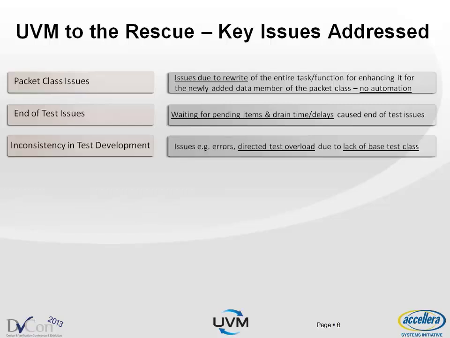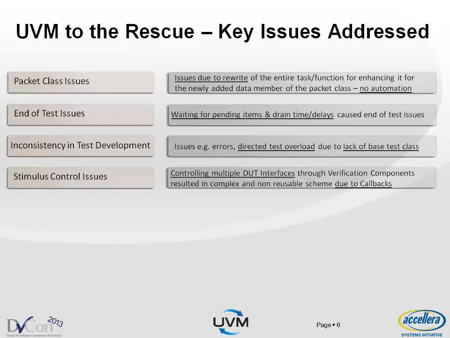And then inconsistency in test development. As I mentioned, there were several directed test cases, and there was a lack of a base test case or a uniform way of writing a test case that a test writer could follow. This is an example that we faced. We had a DUT with multiple interfaces, and we had a challenge of controlling several interfaces in that DUT. And we used callbacks in that, but it became a nightmare when we implemented that solution. I'll show how we use UVM to address that.